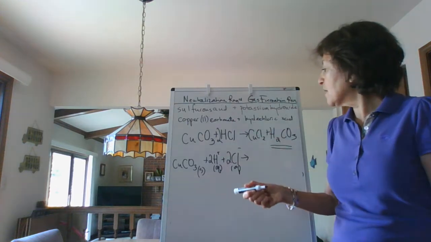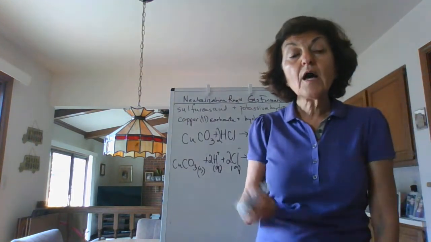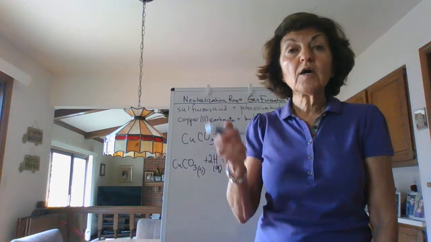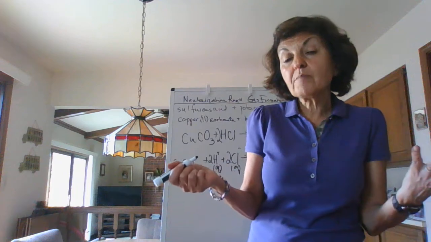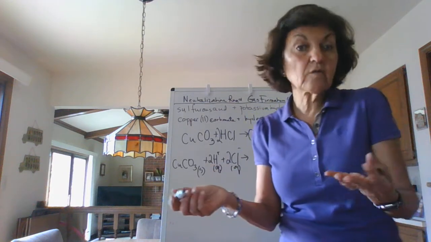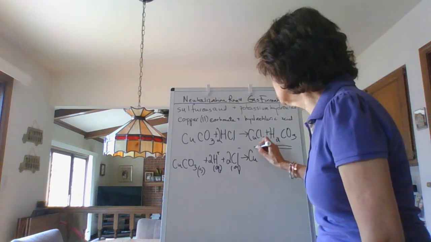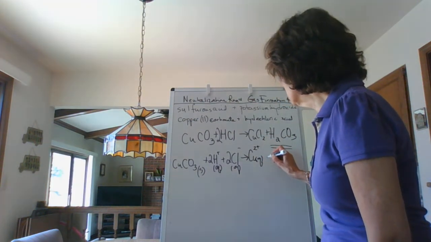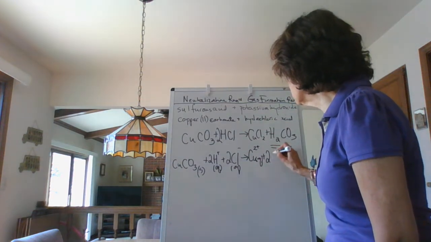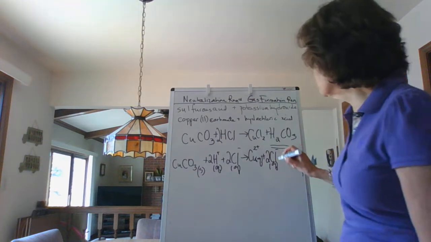All right. What about copper 2 chloride? Chlorides are all soluble unless they're hooked up to silver, mercury, lead. Copper is not silver, mercury, lead, so it is soluble. So it's a soluble salt, so we break it apart: Cu2 plus aqueous plus 2Cl minus aqueous.